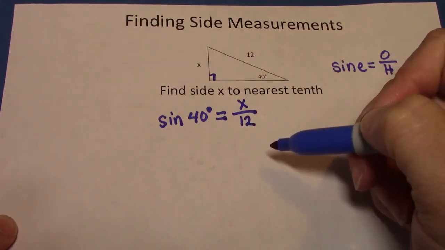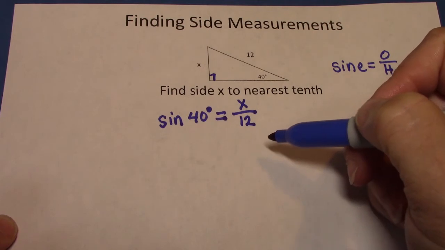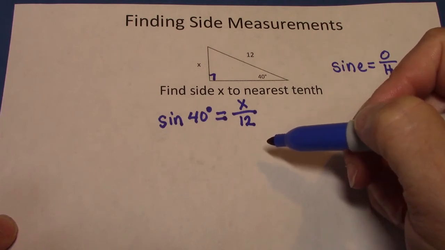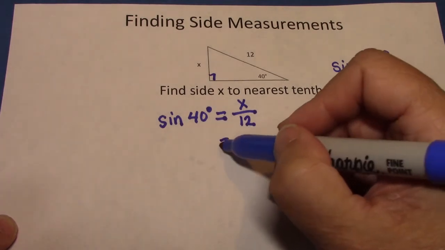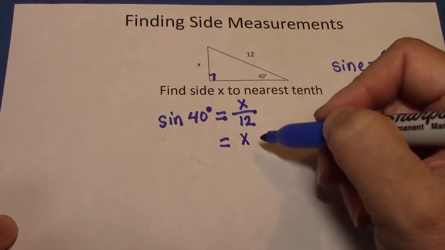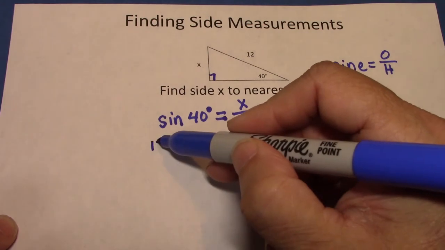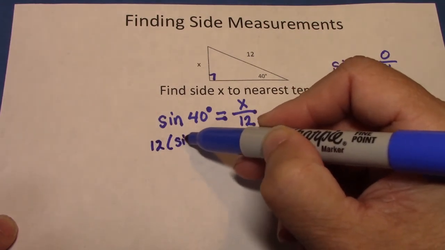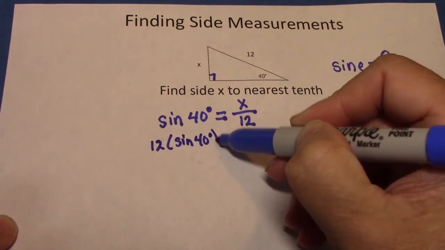Now basically we just need to solve for x, which is getting it isolated on one side of the equation. So we need to multiply both sides of this equation by 12. That would give us x on this side, and it would give us 12 times the sine of 40 degrees.